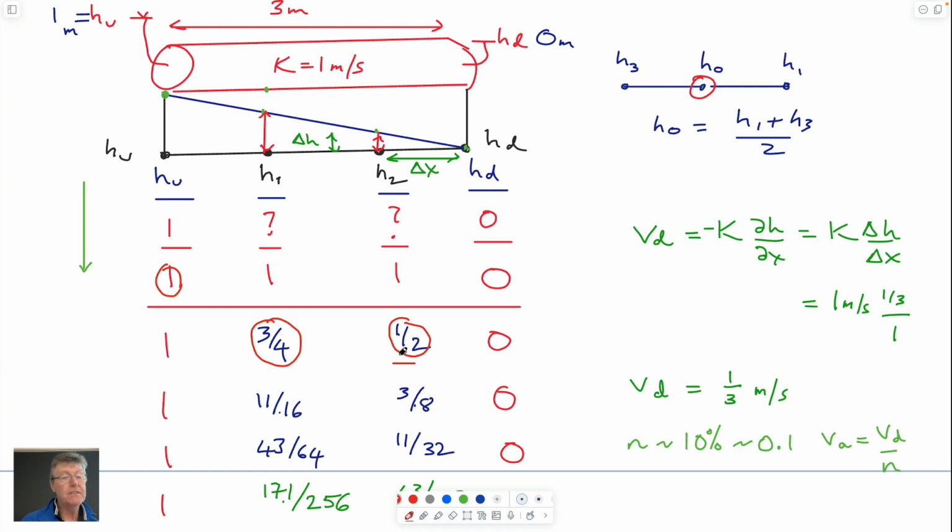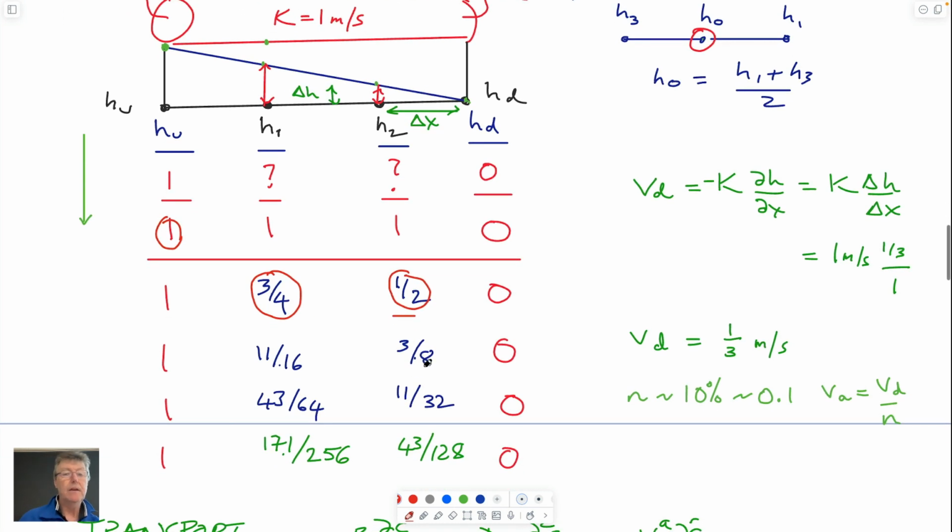And then that's our revised value. We want to do another iteration, so we'll go back. We could start at this one, or we could start at this one. Let's go to this one. So if we want to get the revised value of this head, 3/4 plus 0, divided by 2, is going to be 3/4 over 4 times 2, which is 3 over 8. So this is the revised value here.